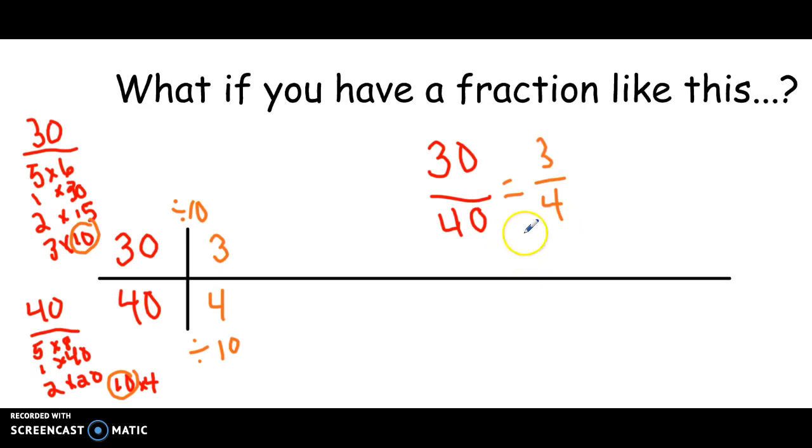Another trick that people sometimes use involves canceling out zeros. We're thinking about place value. So if I'm dividing by 10, I'm basically changing my place value by one place value. So by canceling out these matching zeros, I can also see that this equals 3/4. And I can look at my chart and see that this is 75%.